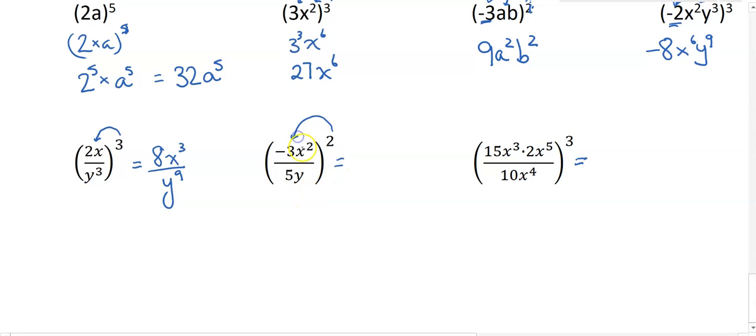I would get negative 3 to the power of 2, which is 9, x to the power of 4, all over 5 to the power of 2, which is 25, and then y squared. All right, we'll come to a question like this in the next video.